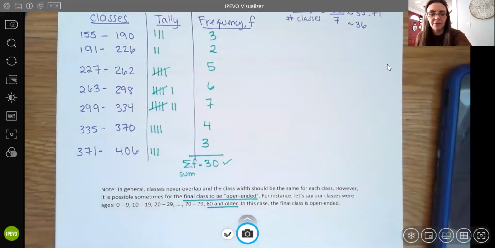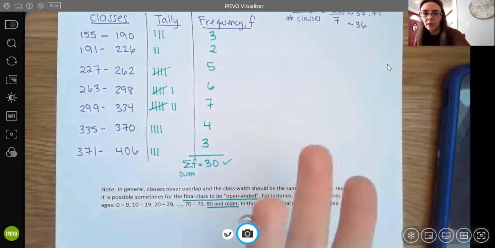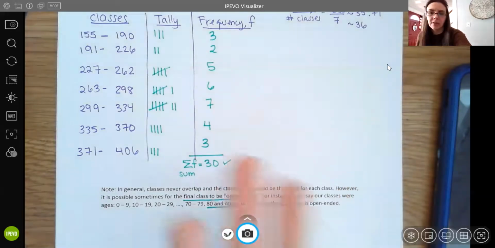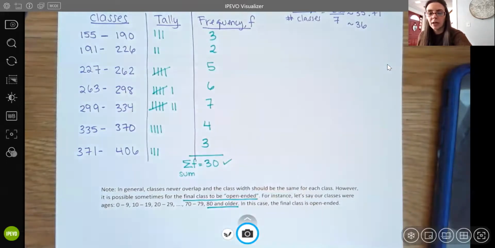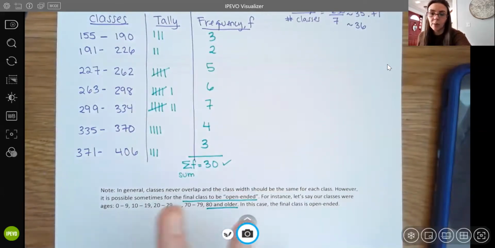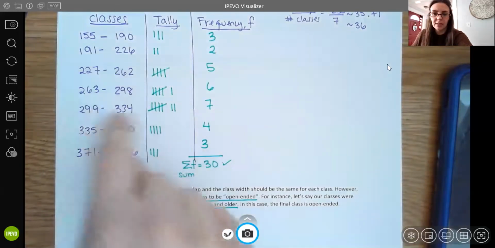typically with that final class, or maybe the first class as well. If it was doing ages, maybe you could say like under 18, 18 to 30, 30 to, I don't know, 45, something like that. So on those first or ending classes, there could be an exception. But again, it shouldn't really happen too much. For homework questions, if you're doing them yourself, I would not do it unless it was asked to do that. Otherwise, you should have nice classes that end and start.